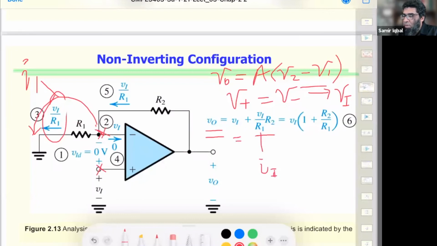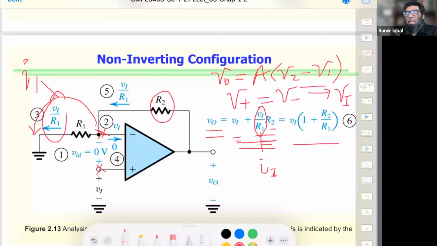So voltage drop across R2, right? So this is I1 R2. So this is the voltage drop across this guy. So my output voltage is then the sum of these two voltages. And I can take Vi out, and what it leaves behind is 1 plus R2 over R1.